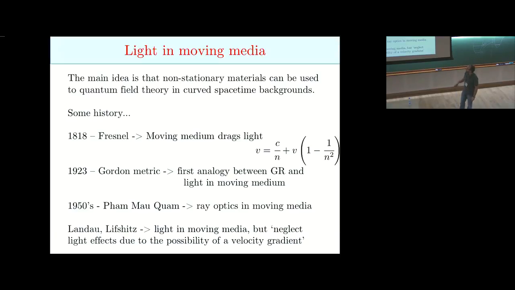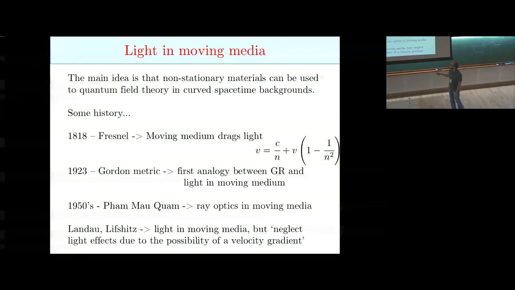Now, a little bit of history of where all this came from. Fresnel, back in 1818, predicted that a moving medium drags light, for example. So this is one of the first studies where somebody actually looked at what happens during the interaction between light and a moving medium. This formula here can be very simply derived, for example, from the velocity addition formula of special relativity.